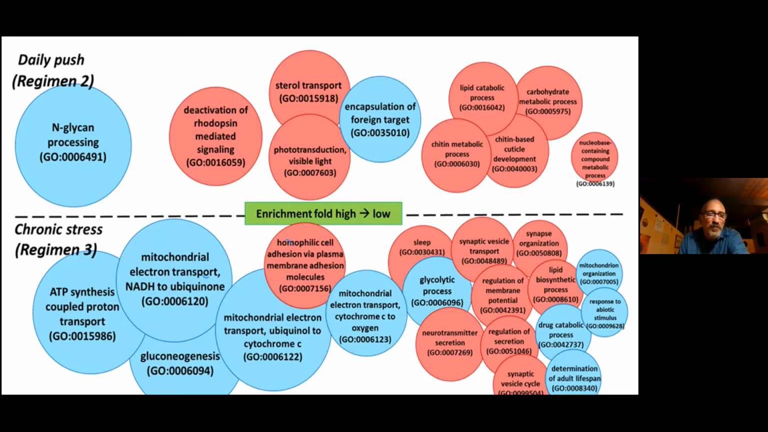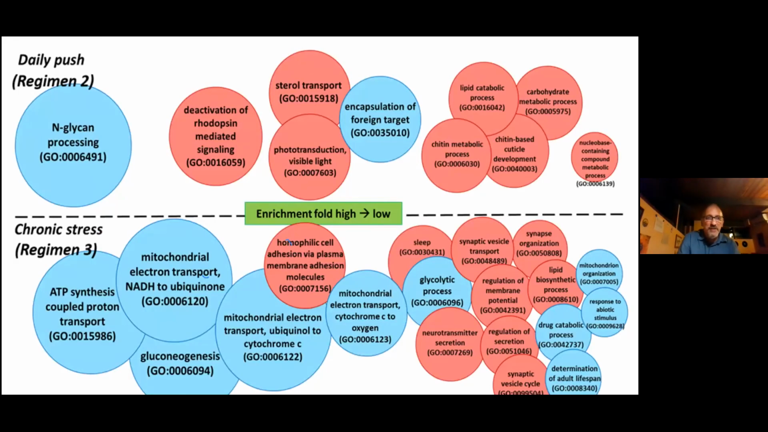The top bubble plot here is a list of the processes, where we used different GO categories to group genes by function. The blue circles are downregulated, the red circles are upregulated, and the size of the circle speaks to the magnitude of genes involved in that process. And I'll talk about these results in a little bit.